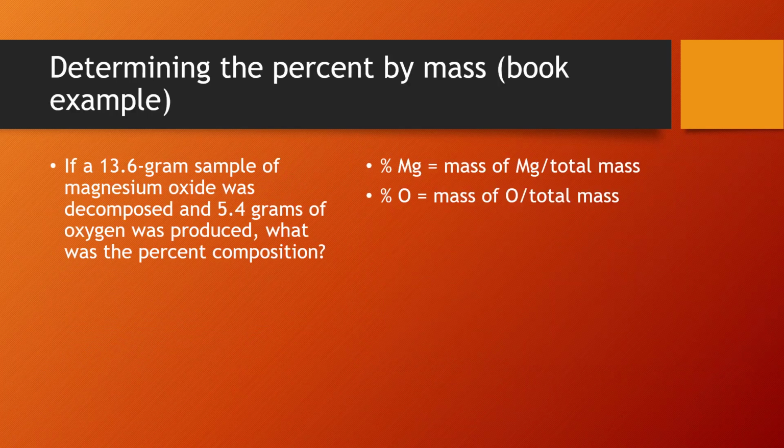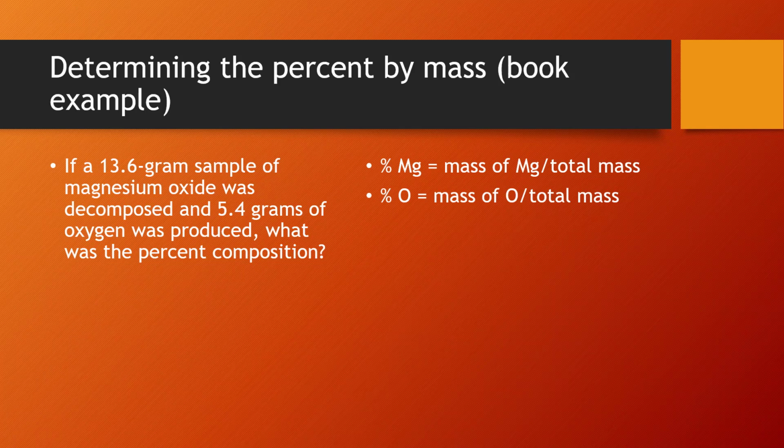So let's look at an example here. This is the book's example. If you have 13.6 grams of magnesium oxide, and what you do is decompose it, which is basically removing the oxygen, and you get 5.4 grams of oxygen produced. So what was the percent composition?